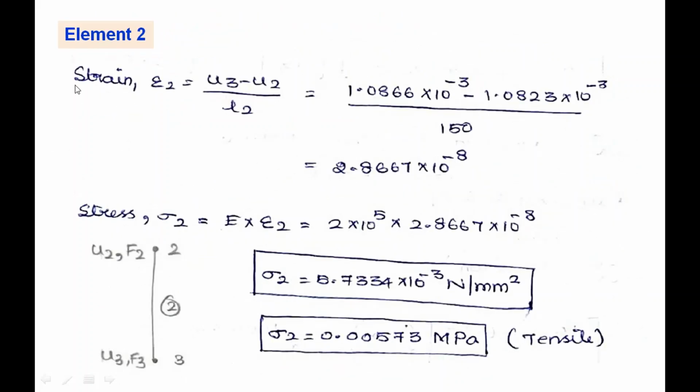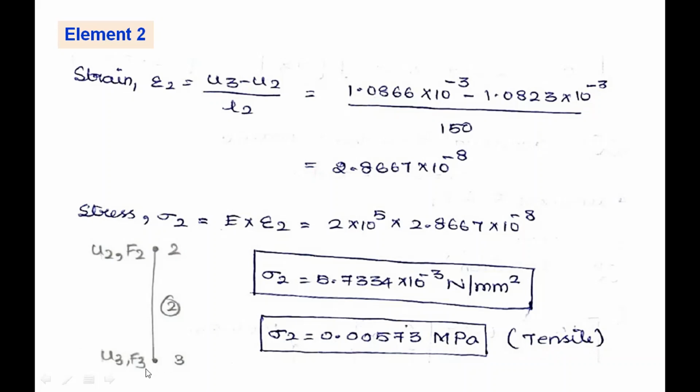Now coming to element 2, first we evaluate the strain. Epsilon 2 is u3 minus u2 divided by L2, by definition. Substituting the u3 and u2 values and dividing by the element length, we get a very small strain value, 2.8667 into 10 power minus 8. Then, to find the stress, we multiply the strain with Young's modulus E. We get sigma 2 as 5.7334 into 10 power minus 3 Newton per mm square, a very small value of stress. Written in megapascal, it is 0.00573 megapascal tensile.